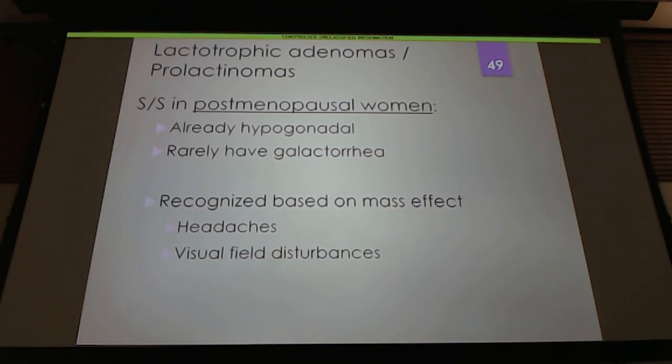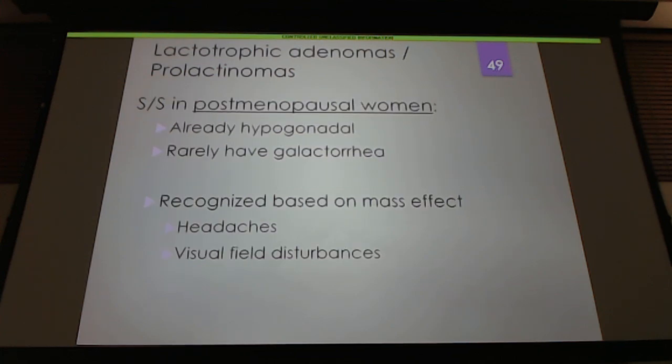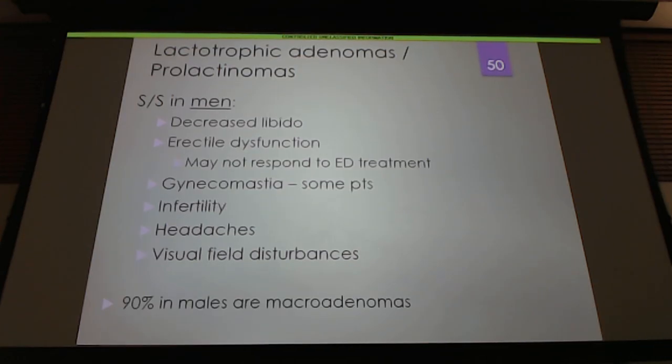Postmenopausal women is a little bit tricky, right? Because they're already in this hypogonadal state, so they're used to all this fun of low estrogen and LH deficiency, right? They're already living that, so a lot of times they might ignore it longer, and potentially they're going to come in with headaches and visual changes. A lot of times when we're working people up for menopause, prolactin is a hormone that's usually added in there too.